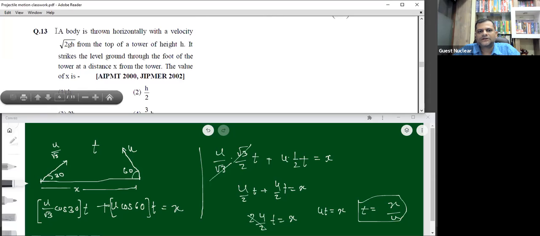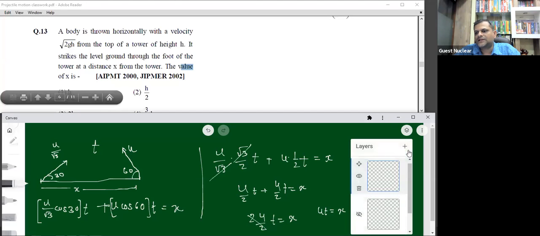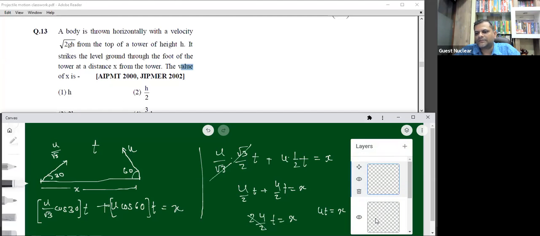Let us try this 13th one. A body is thrown horizontally with the velocity root 2 gh from the top of a tower of height h. Okay, it strikes the level ground through the foot of tower at a distance x from the tower. The value of x is. Yes, इसके लिए तो हमने रेडीमेड फॉर्मूला बना के रखा है, अगर आपको याद है.